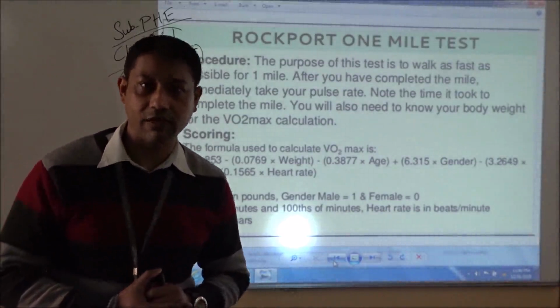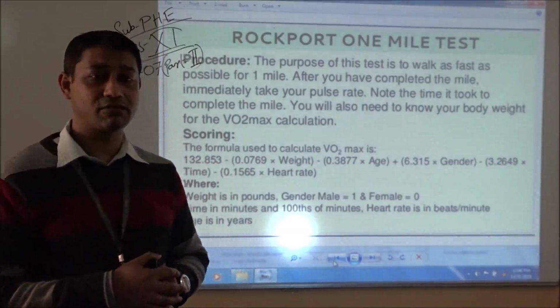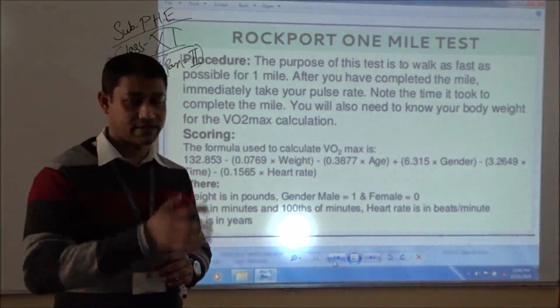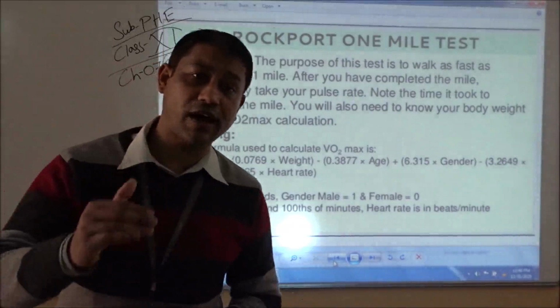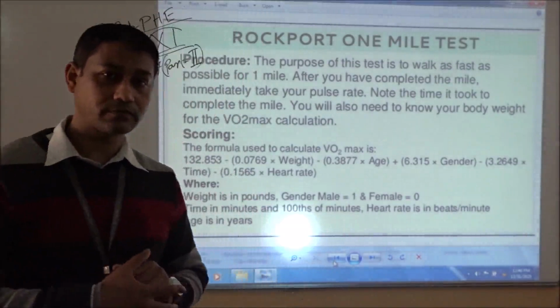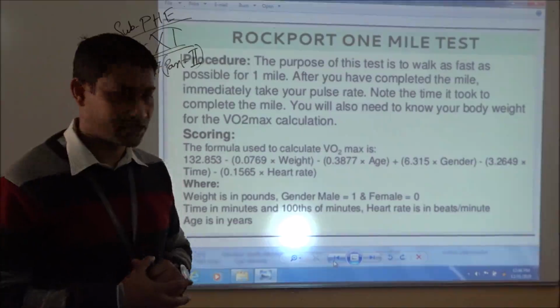1 mile is equal to 1609 meters, means 1609 meters. The subject needs to walk 1 mile as fast as possible. Similarly, timing will be recorded with the help of a stopwatch.